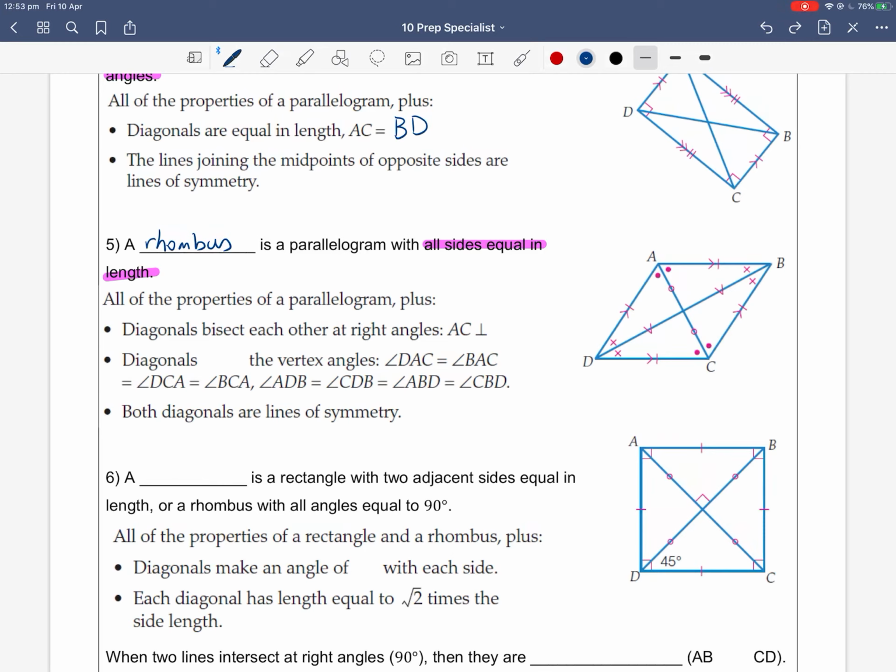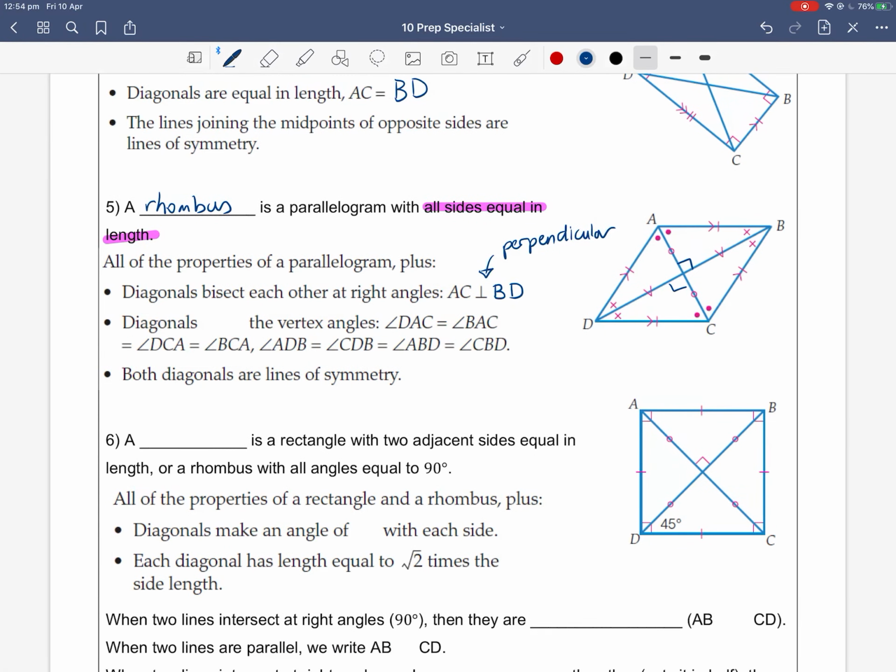In addition, you have that the diagonals bisect each other at right angles. So AC and DB are your diagonals. They cut each other in half because that's what bisect means. And they cut each other in half at right angles. So you form 90 degrees there. So we say AC is perpendicular to BD. So this symbol here means perpendicular. Perpendicular means 90 degrees.